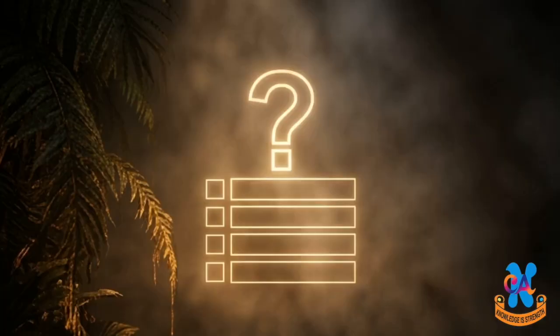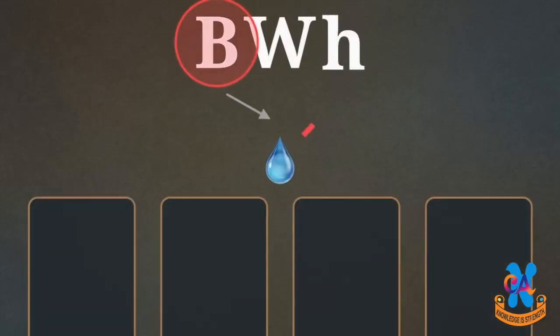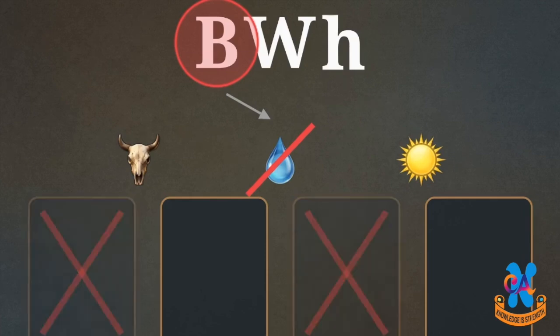Let's apply this logic to a real UPSC question, asking you to identify a BWH region. You follow the system. B is a water deficit. W is a wasteland. H stands for burning world hot. You instantly eliminate any options featuring cold winters or heavy rainfall.